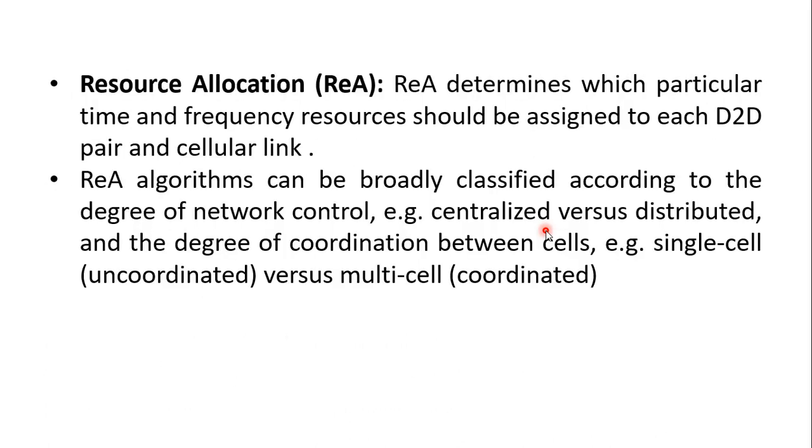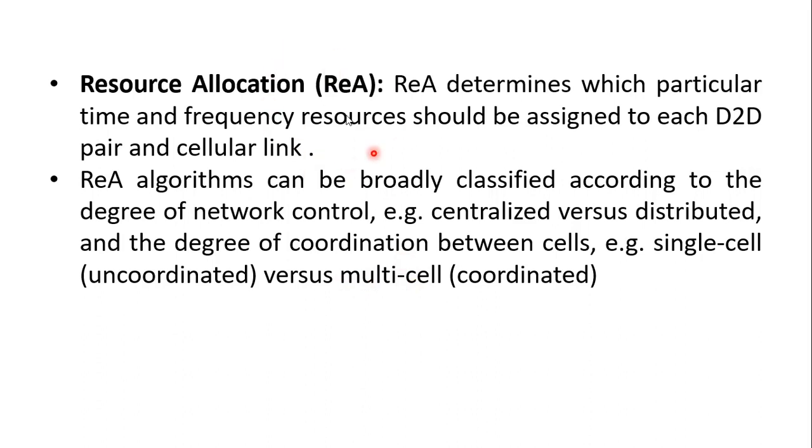Then is resource allocation, that is also short termed as REA. So these are the toolbox of RRM. REA determines which particular time and frequency resource should be assigned to each D2D pair and cellular link. Resource allocation algorithms can be broadly classified according to the degree of network control, that is centralized versus distributed, and the degree of coordination between cells, that is single cell versus multi-cell.